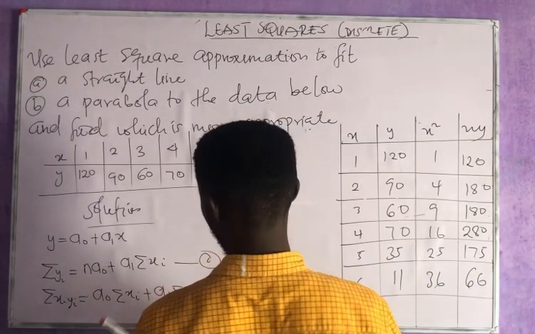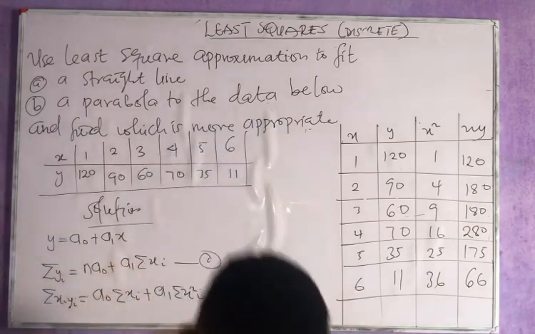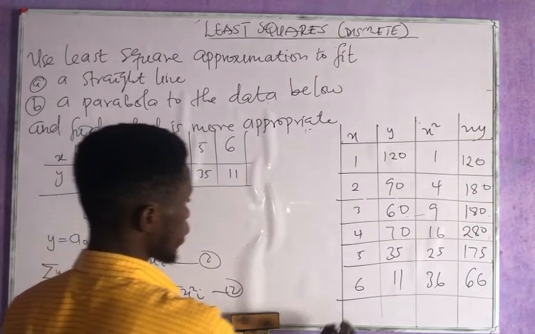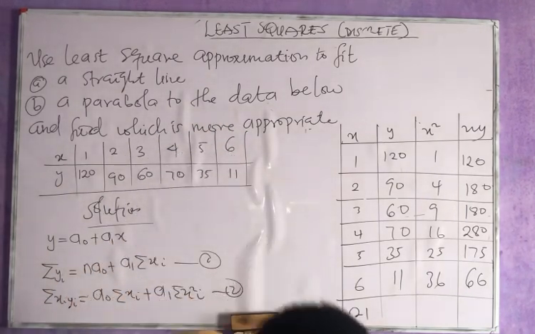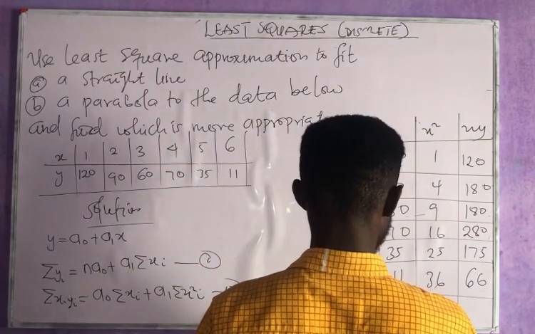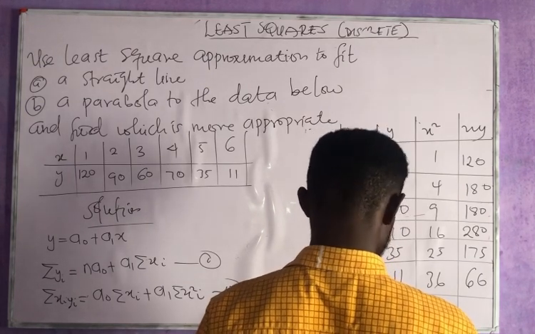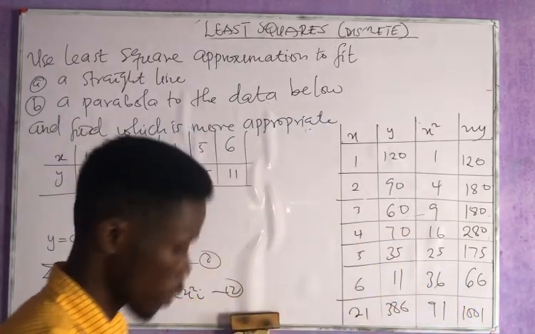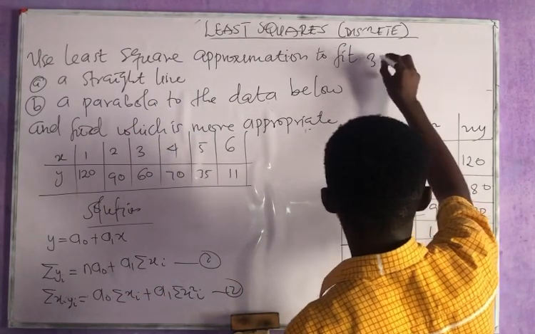It means that if I come with my summation of y, I have to sum all these things up. So let's sum it up together. We sum the first one, I'll have 21. The second one, I have 386. Then we have 91, then we have 1001. So we start with summation of y. Where's our summation of y? 386.